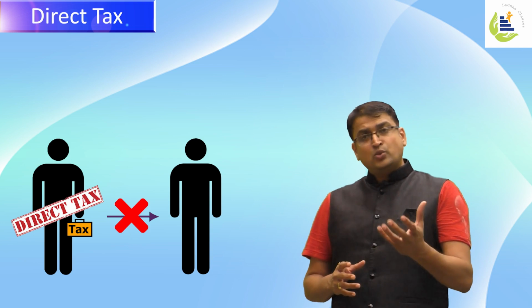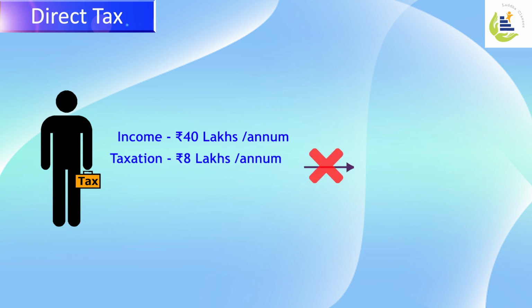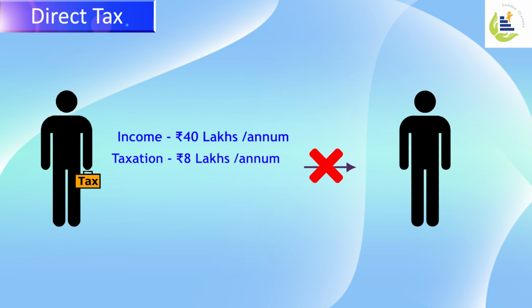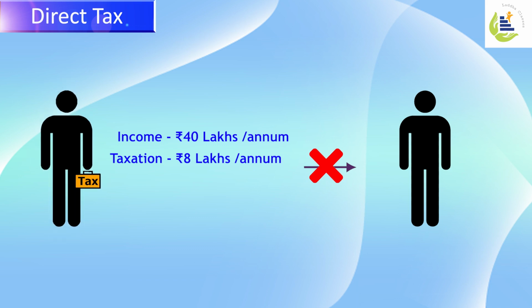I'll explain this with an example. Let's say my income is 40 lakh rupees per annum and I pay a tax of around 8 lakh rupees. This tax amount I cannot transfer to somebody else. This tax amount on my income has to be paid by me. So the impact and incidence of tax has to be borne by me only. I cannot transfer it to somebody else.